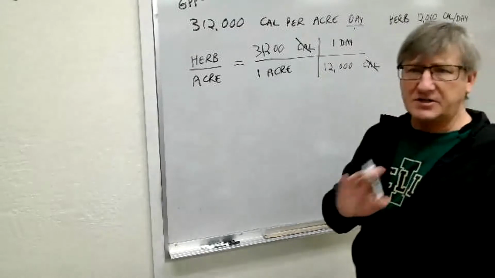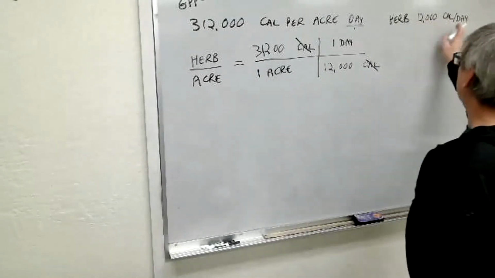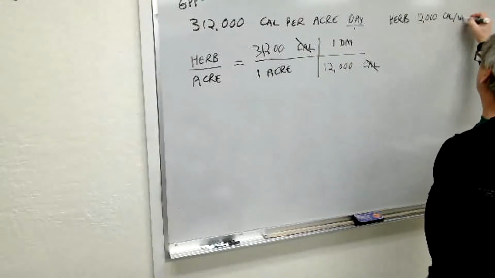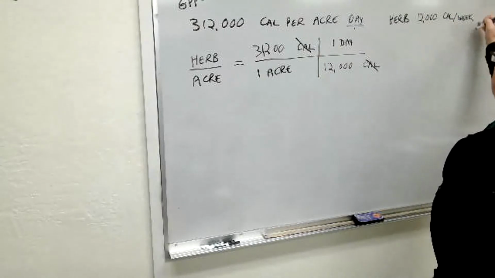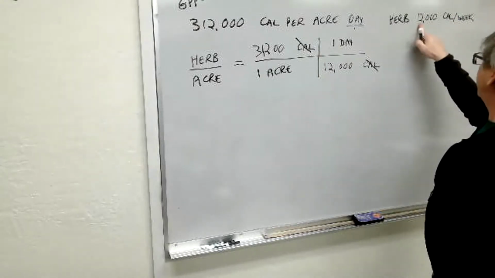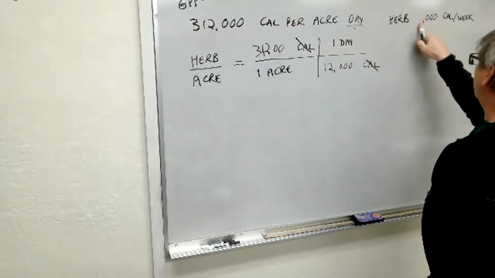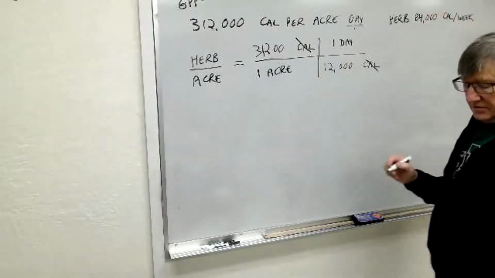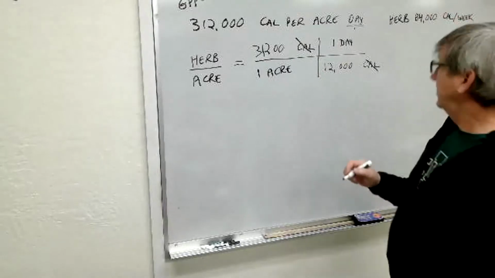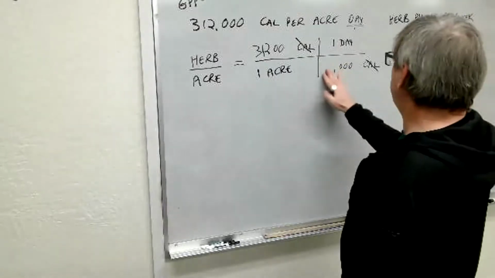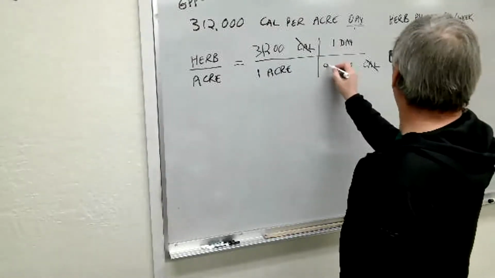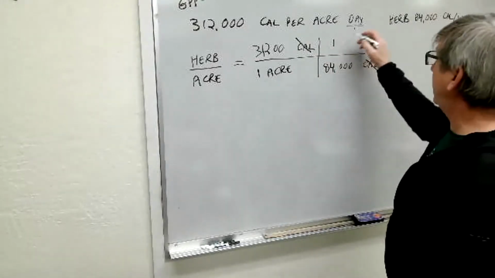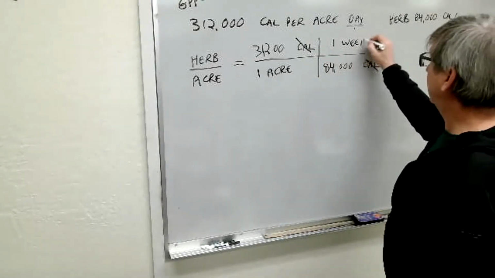Now, what if I change this and made this be in a week? Let's see, what's 12 times 7? Isn't that what, 84? So this is going to be for a week now. 84,000 calories. It's set up the same way, but this is now for 1 week.